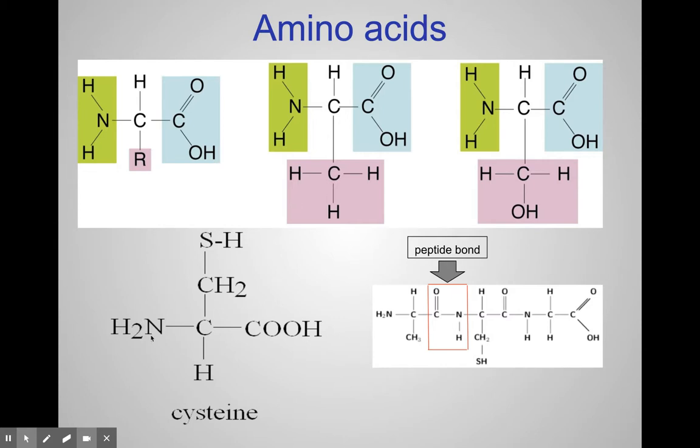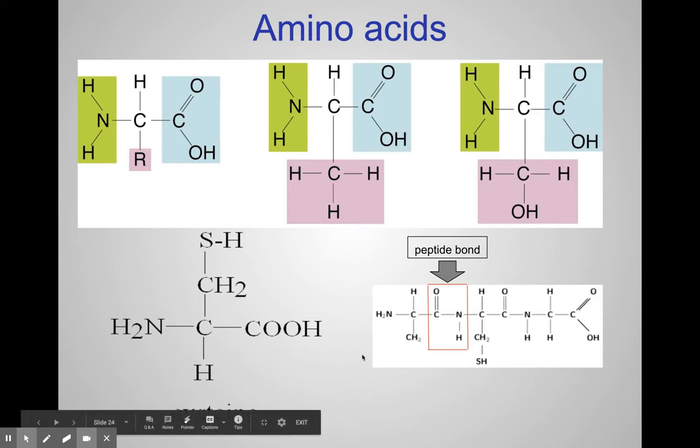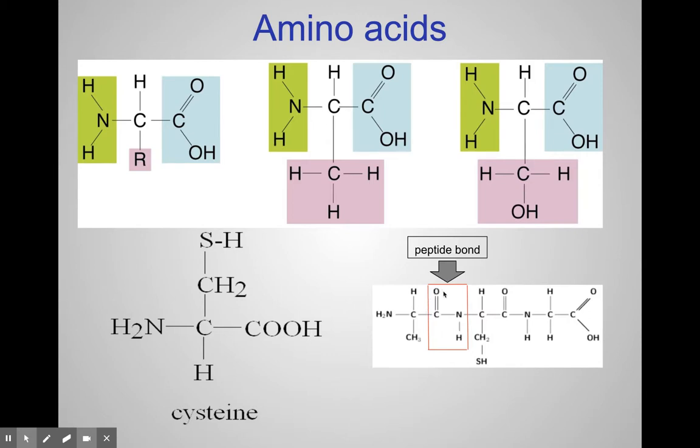Okay, here's another example of that. Here's those three that are the same, and then here's another variable group. So this specific amino acid is called cysteine. Now, remember we said a peptide bond forms between the amino group of one and the carboxyl group of another.